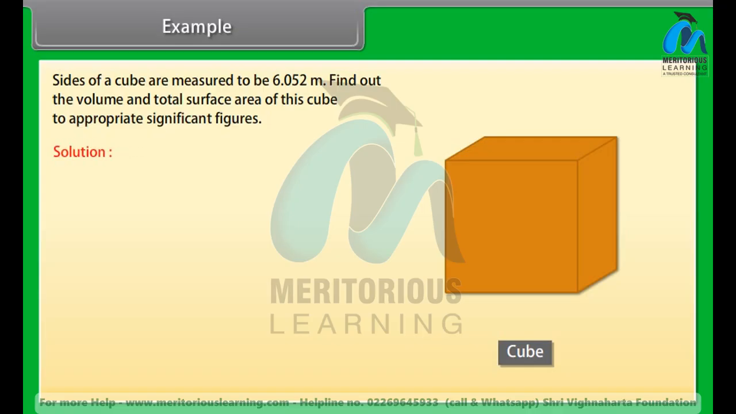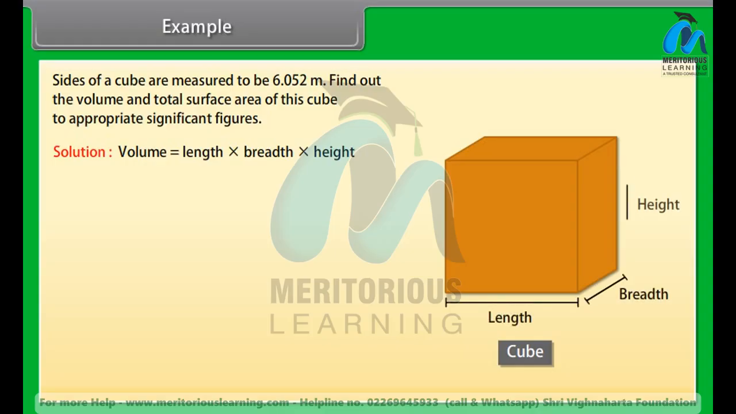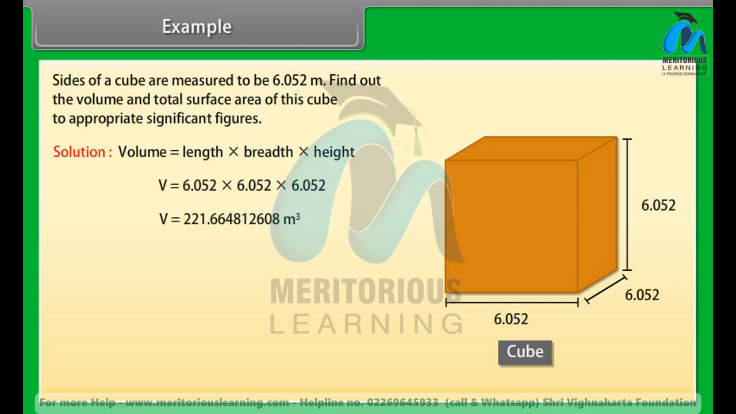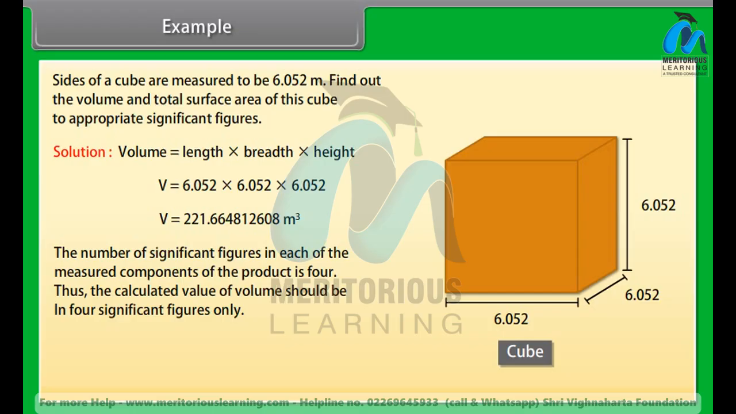Let us see the solution. Volume is equal to length into breadth into height. After calculation, we get V is equal to 221.665 meter cube. The number of significant figures in each of the measured components of the product is 4. Thus, the calculated value of volume should be in 4 significant figures only. Thus, V is equal to 221.7 meter cube.